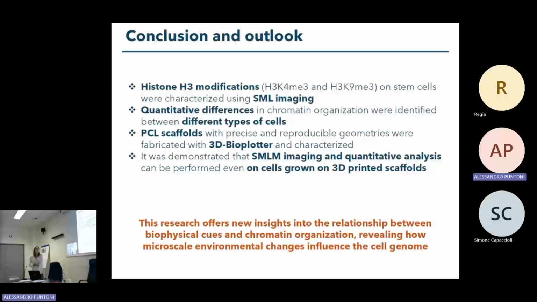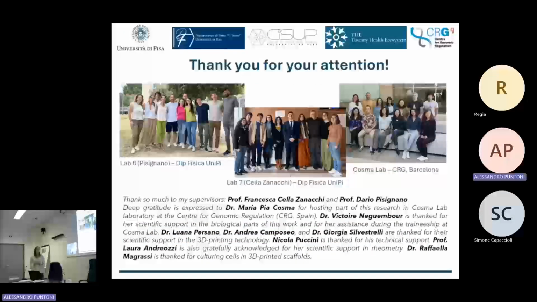So to conclude, I characterized the chromatin using super resolution images. I demonstrate that there are quantitative differences between different types of cells. I fabricate and characterize 3D printing scaffolds, and then I demonstrate that with this protocol it is possible to go inside the cells to study what happens during the interaction. So thank you. Thanks to my supervisors, Professoressa Francesca Cella Tonacchi and Professor Dario Pesignano, and to the other people that helped me during my thesis work.